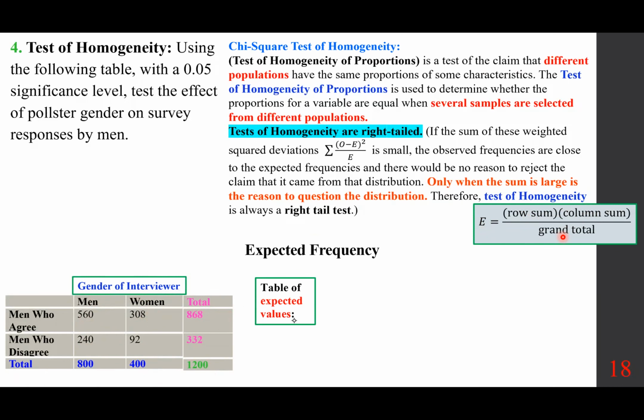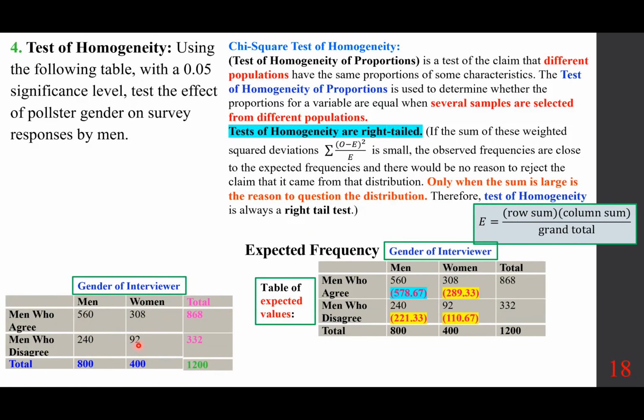So the table of expected values, this table along with the expected values, we see them in highlighted format. Instead of 560, for example, the expected value is 578.67. And how did we calculate that as an example? We go with the formula: row sum, in this case 868, times column sum, in this case 800, divided by the grand total of 1200, and that results in the number that you see here. Again, just as an example, if we can calculate one, we can calculate all.